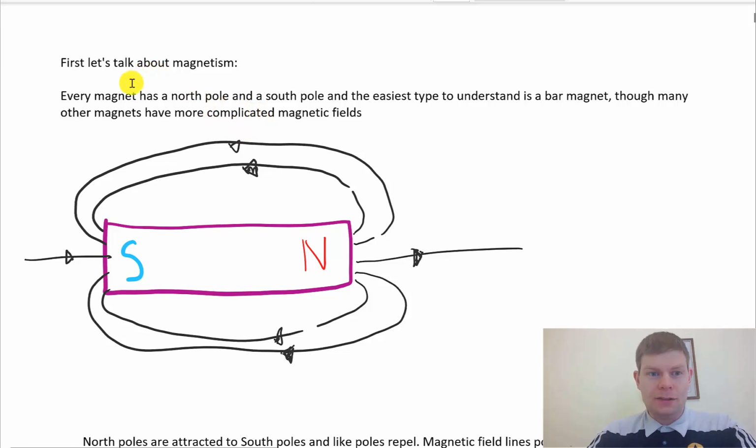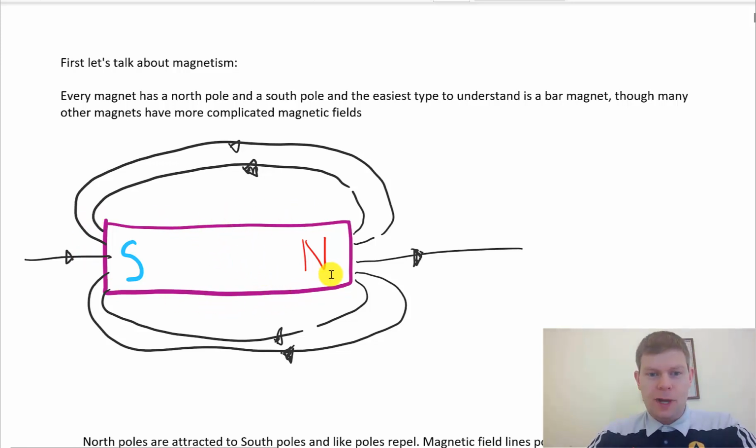So every magnet has a north pole and a south pole, sometimes in far more complicated arrangements than this. Your standard bar magnet is the easiest example, and so we'll go over that one. It comes up a lot in the questions as well.